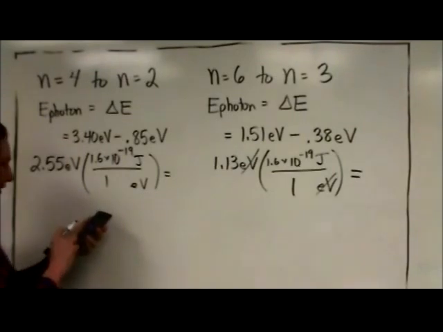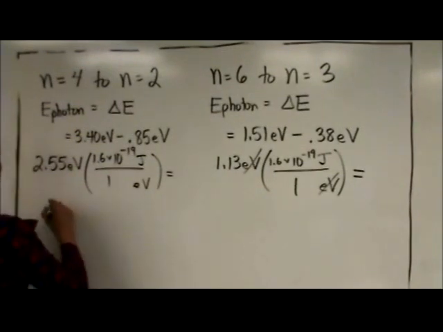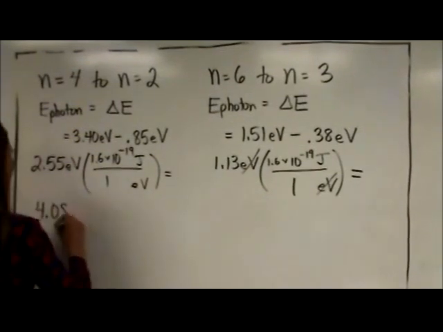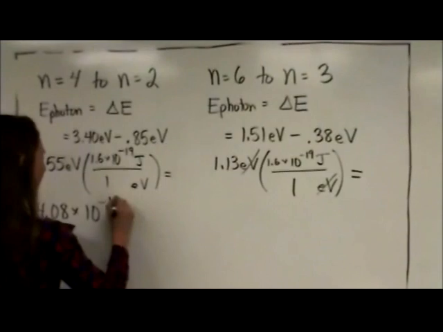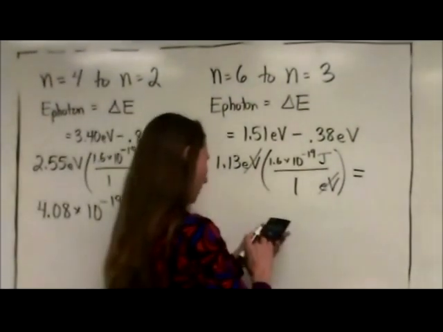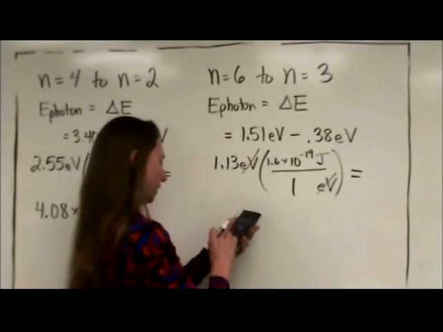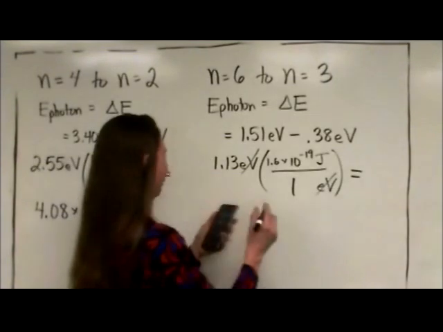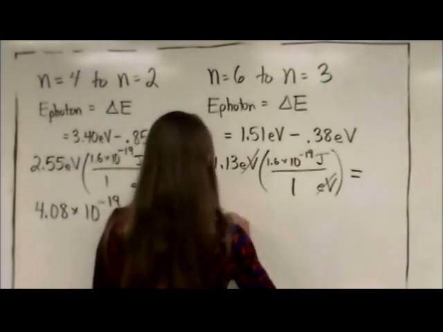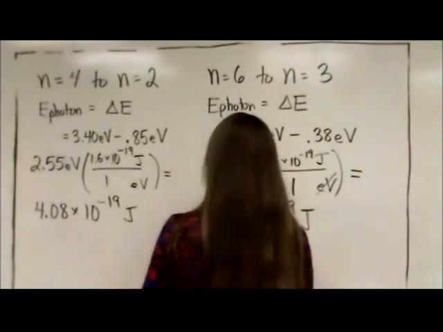2.55 times 1.6 times 10 to the negative 19, we've got 4.08 times 10 to the negative 19 joules here. This one, we've got 1.13 times 1.6 times 10 to the negative 19, we've got 1.808 times 10 to the negative 19 joules.